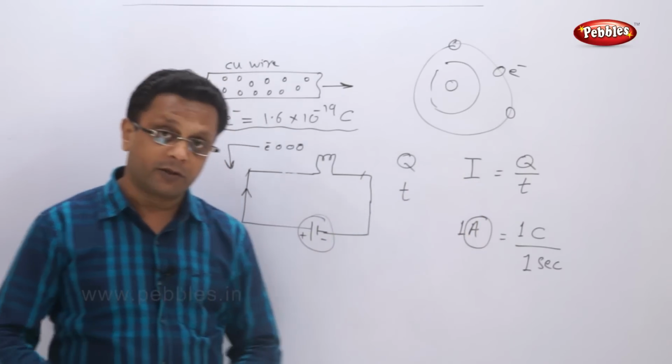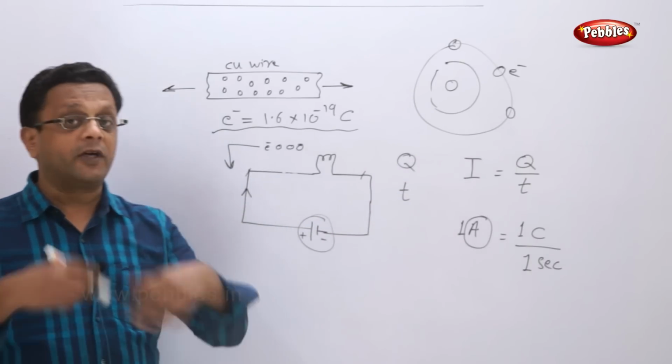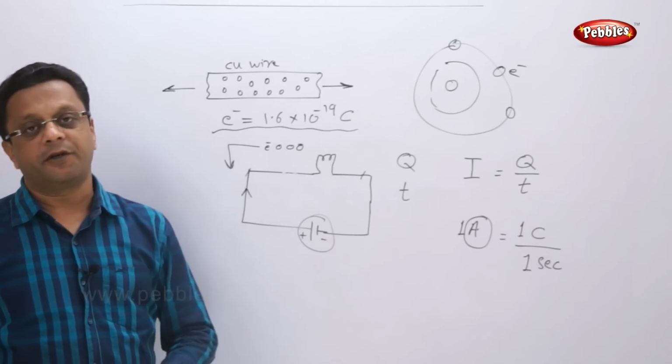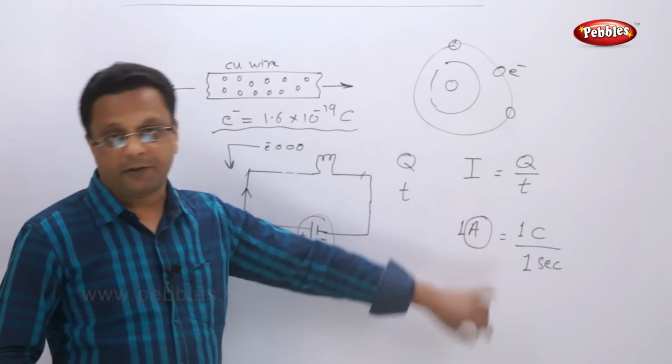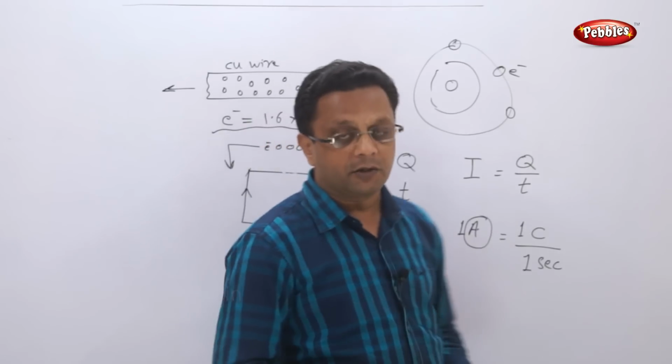To pay homage to him, to pay respect to him, the unit of electrical current is named after him, that is ampere. Let us solve few examples on this.